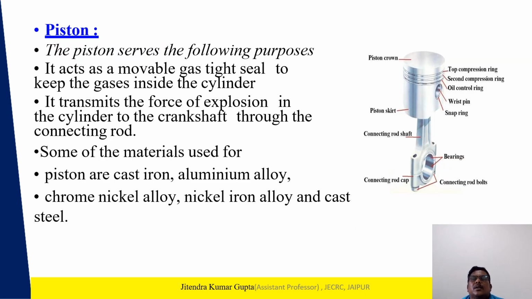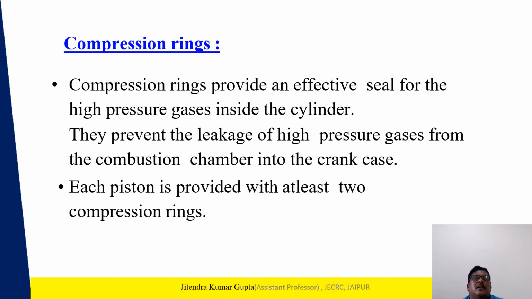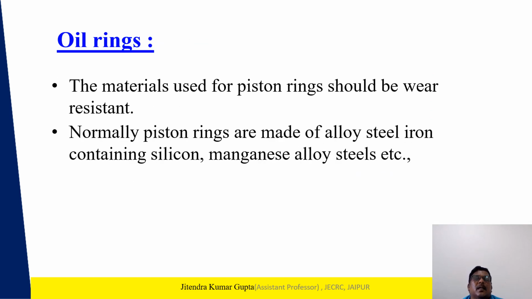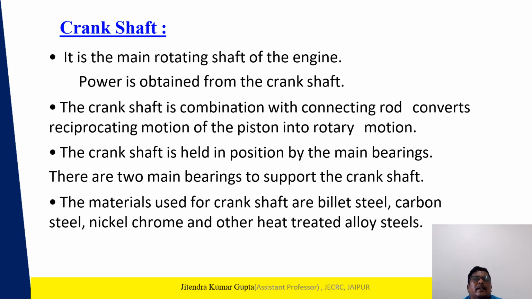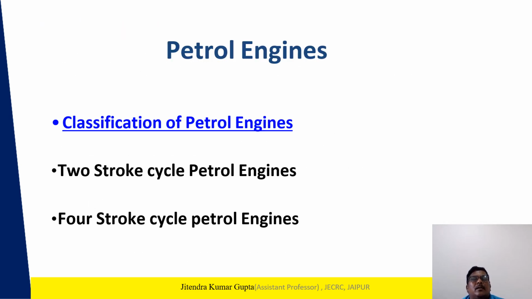These are the pistons, the moving parts in the cylinder, with the top and the bottom. These are the piston rings, fitted on the piston: compression rings and oil rings. Then the connecting rod, crankshaft, and camshaft. Okay, this is the IC engine classification.